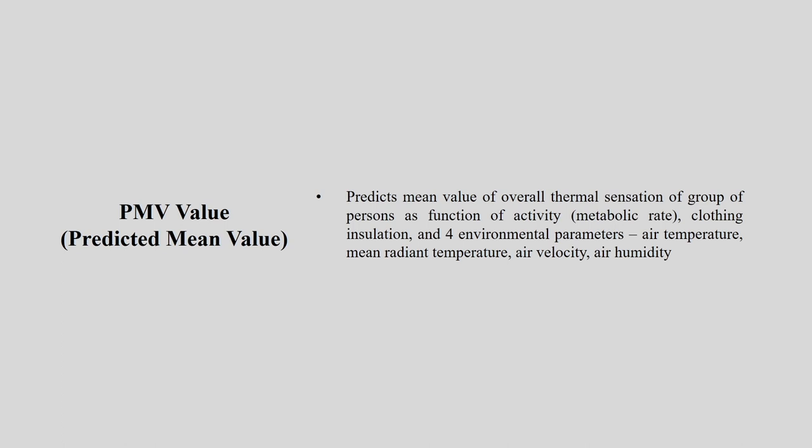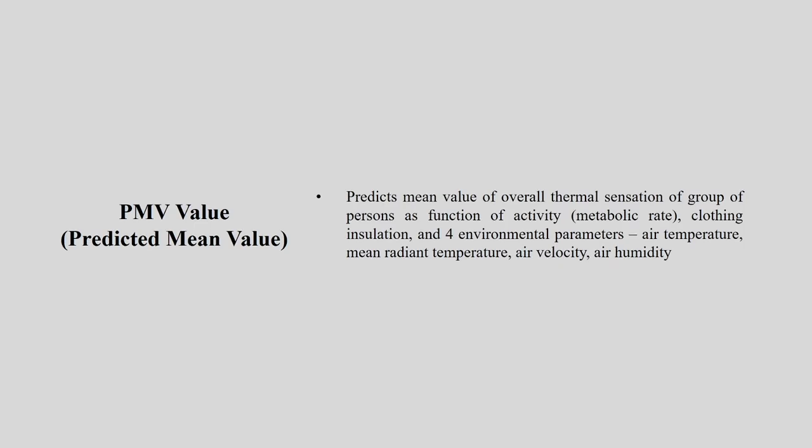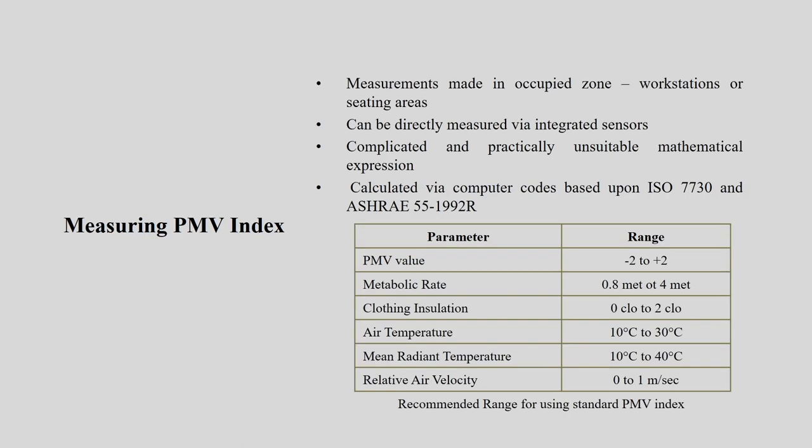So when we are talking about a group of people giving their comfort responses, considering clothing, the activity that they are performing, and other environmental parameters, that is air temperature, mean radiant temperature, air velocity, and air humidity, that will give the predicted mean vote or mean value, okay.